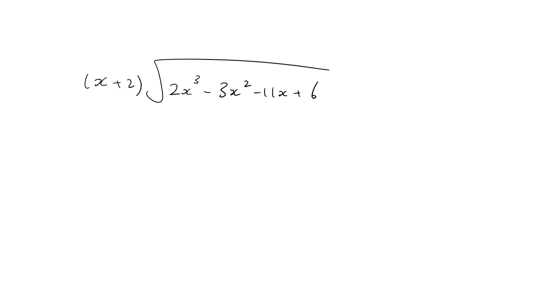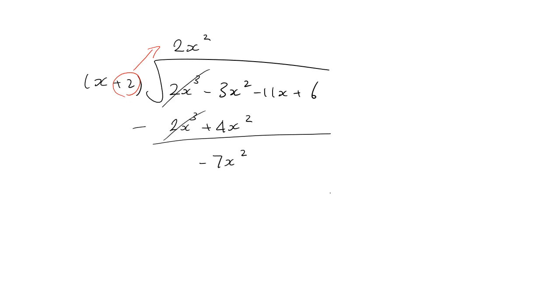So 2x cubed minus 3x squared minus 11x plus 6. Divide that by x plus 2. Let's do it. x fits into 2x cubed, 2x squared times. So we write 2x cubed here, 2 times 2x squared is plus 4x squared. Subtract, that cancels out. That's negative 7x squared. That's 11x. Move 11x down.